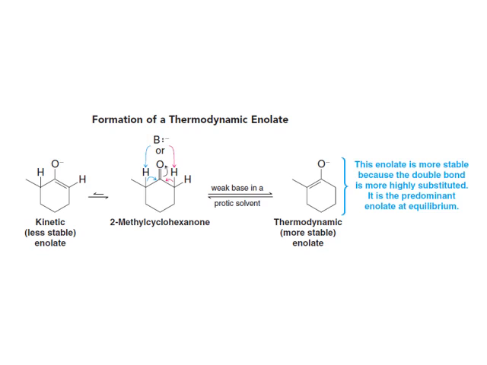Then we apply these concepts in the formation of enolate from 2-methylcyclohexanone. Here is the 2 position for the proton abstraction, either from the methylene group or from the methine proton.